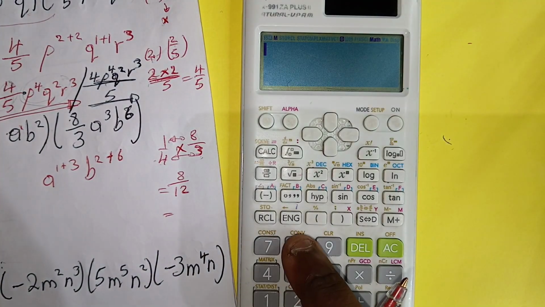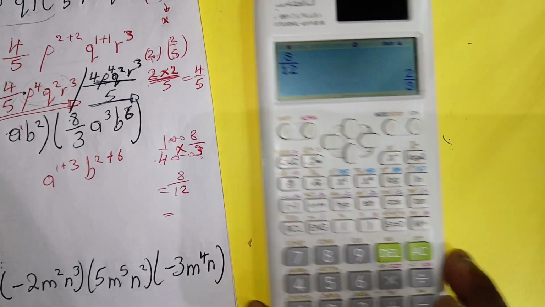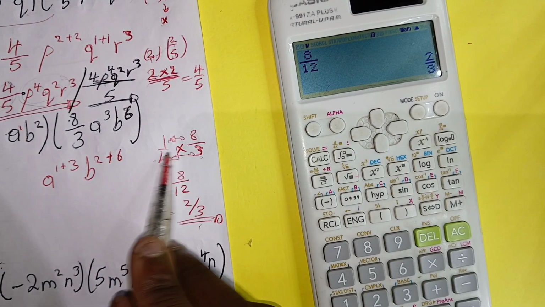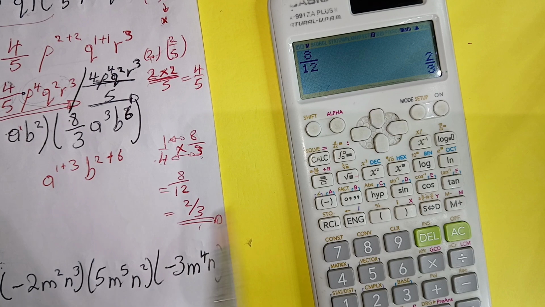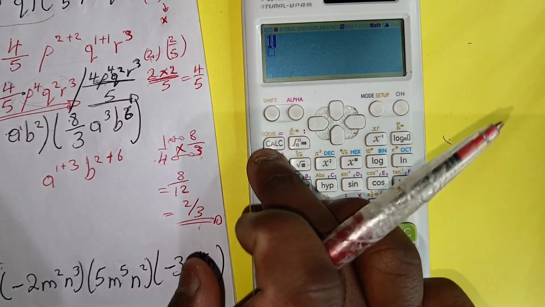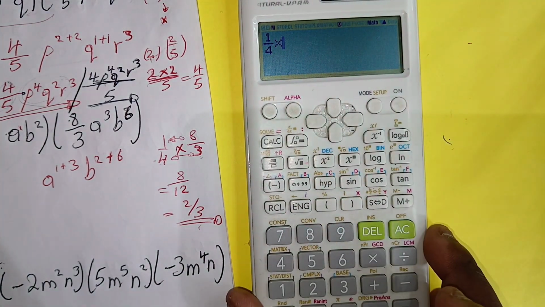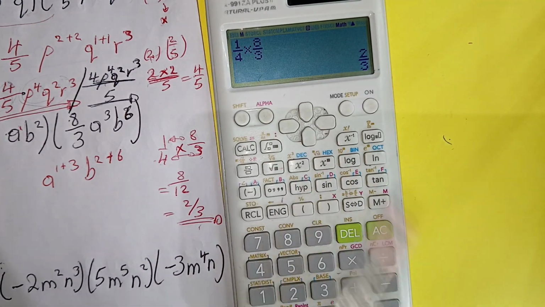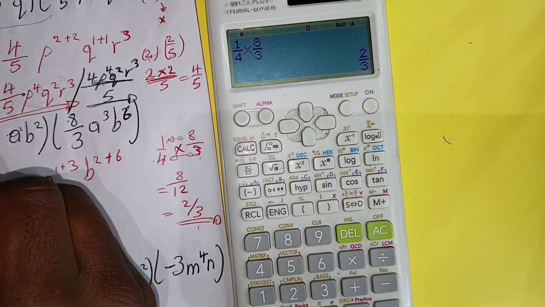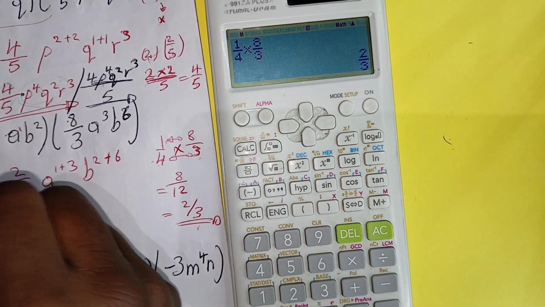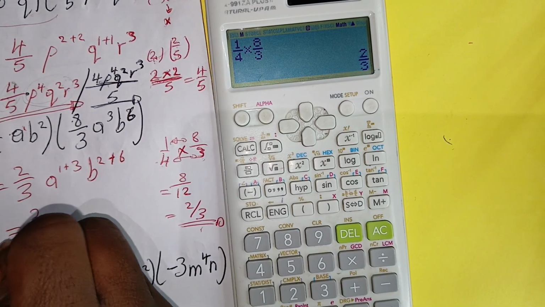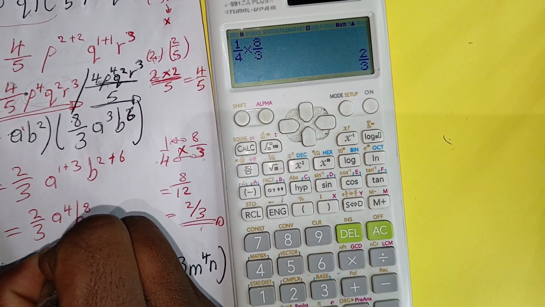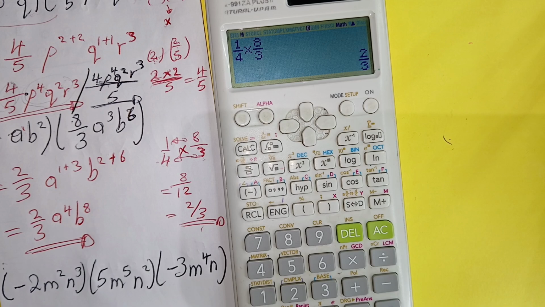This you can make into a simple fraction. In simple form, 8 over 12 will be 2 over 3. So when you multiply 1 over 4 by 8 over 3, you get 2 over 3. So now it's 2 over 3 times a^4 and b^8, which is your final answer.